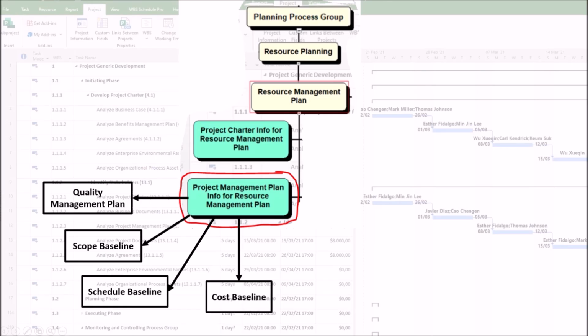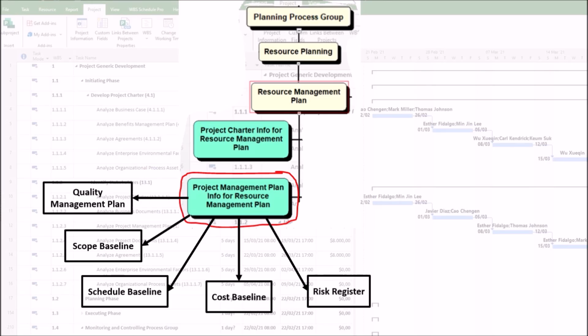4. Cost baseline. This baseline is important because resource management is arguably the largest cost component of most projects. The cost baseline imposes a financial constraint. It determines whether you can hire senior specialists, use expensive equipment, or provide extensive training. You must plan your resources within the approved budget.